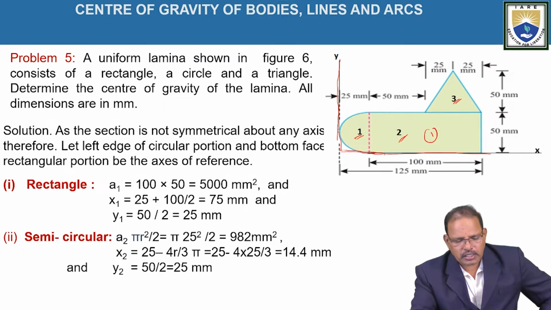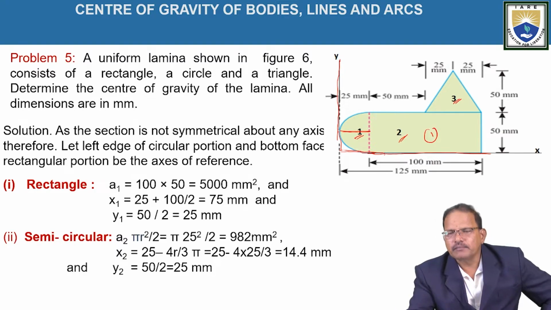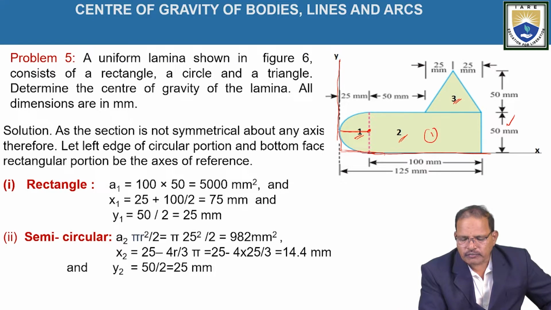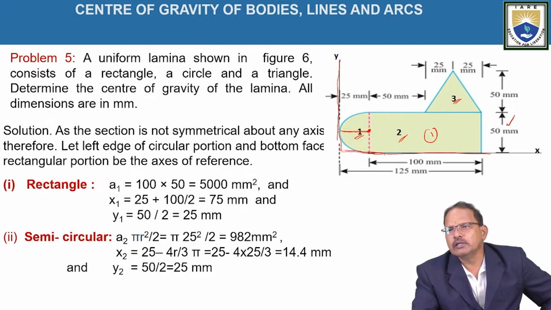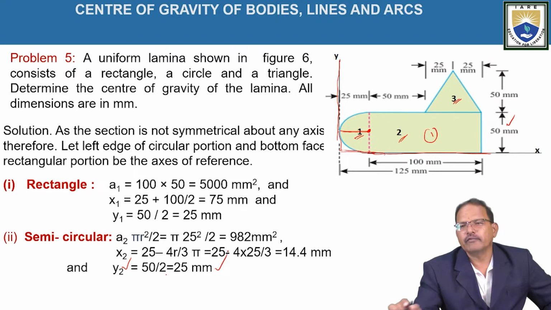Now if you take the first one, the semicircle, it is symmetrical about this horizontal line. That means the center of gravity lies in the middle of the diameter. Diameter is equal to how much? Here 50 mm is given. So y1 is equal to 50 by 2, which is 25 mm, for the semicircle. That is, y2 is equal to 50 by 2, 25 mm, is given.